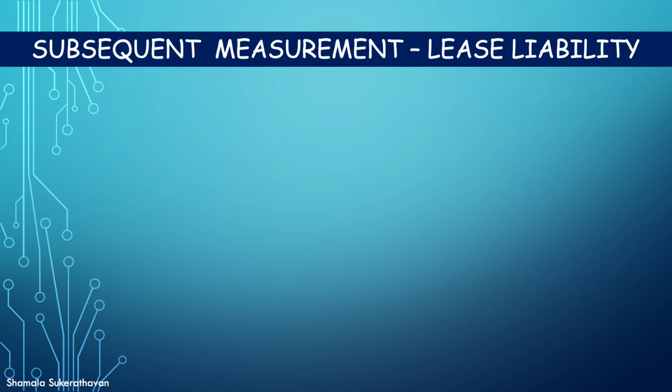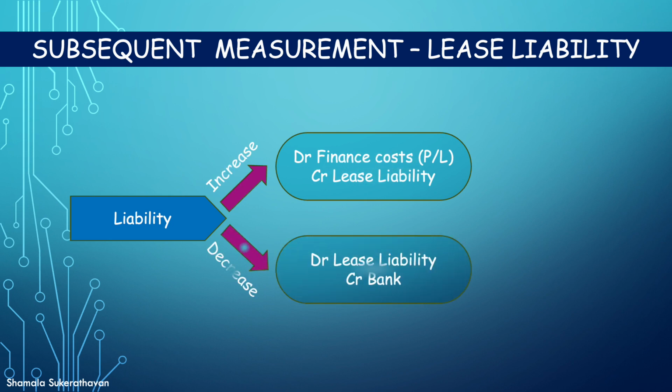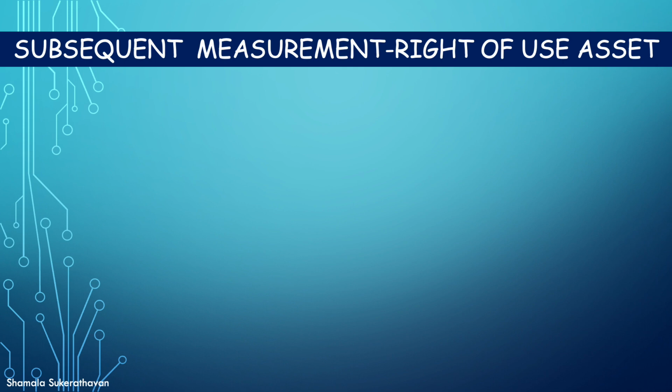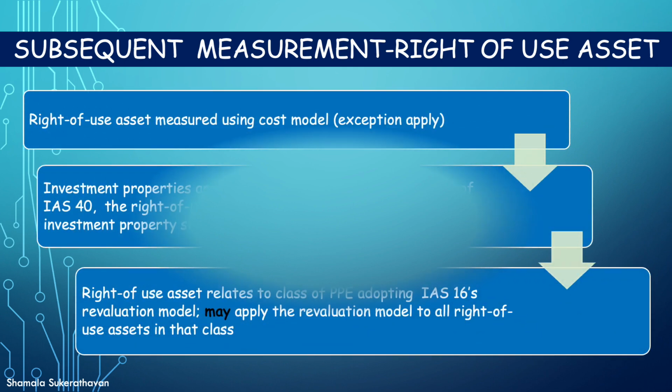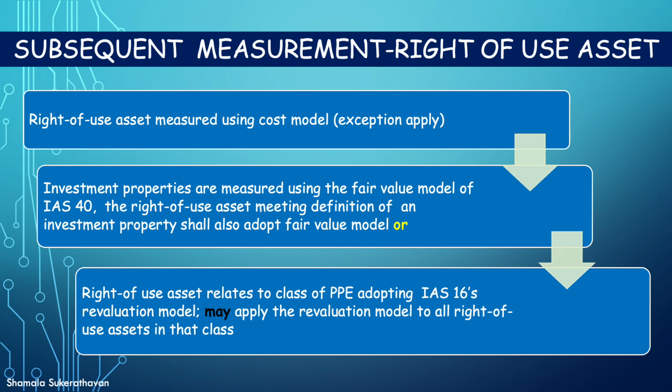On subsequent measurement, the carrying amount of the lease liability is increased by the interest charged and reduced by the cash repayments. A lessee shall measure a right-of-use asset using the cost model unless the right-of-use asset is an investment property and the lessee fair values its investment property under IAS 40, in which case the right-of-use asset shall also adopt the fair value model, or the right-of-use asset relates to a class of property, plant and equipment that the lessee applies IAS 16's revaluation model. In this case, the lessee may apply the revaluation model to all right-of-use assets in that class.